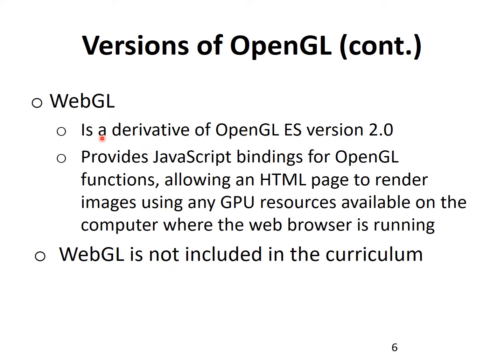WebGL is a web-based version of OpenGL. It is a derivative of OpenGL ES version 2. It provides JavaScript bindings for OpenGL functions, allowing an HTML page to render images using any GPU resources available on the computer where the web browser is running. WebGL is not included in our curriculum.